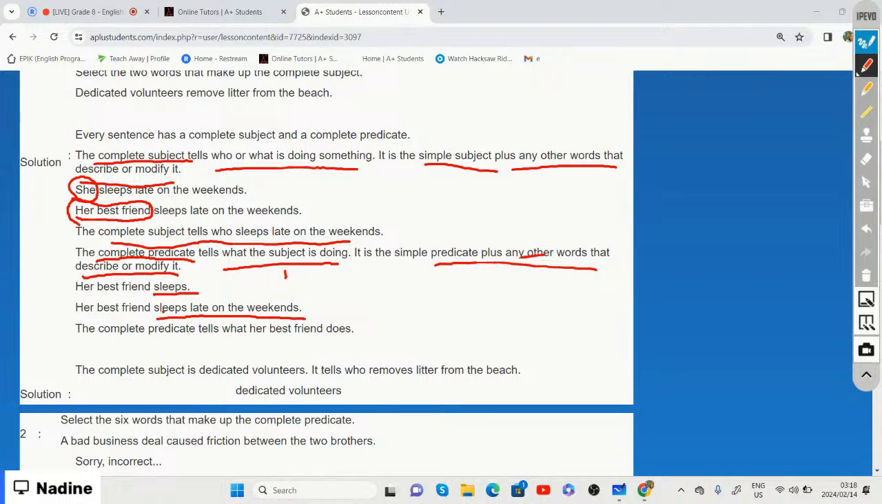All right. So we basically have a complete subject that we said tells us who or what is doing something, and we have a complete predicate that tells us what the subject is doing. And we said both our complete predicate as well as our complete subject can either be one word, right, to describe or modify it, or it can be more than one word to describe and to modify it, right?